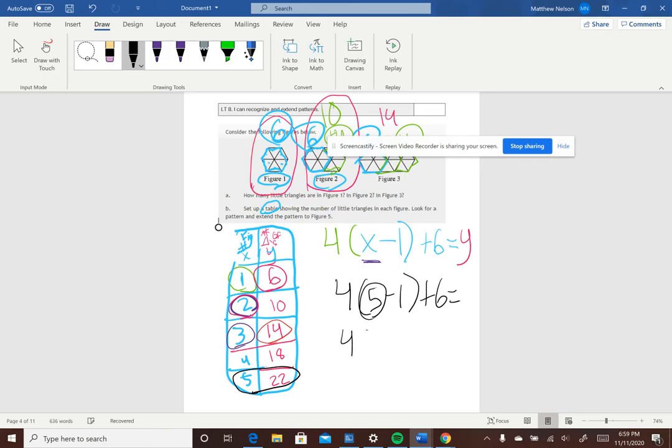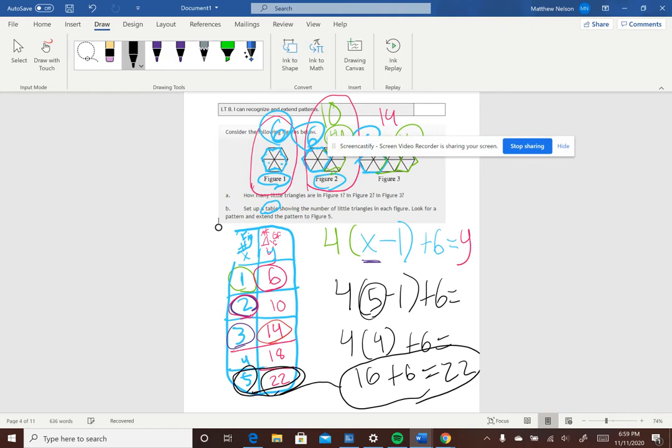Let's see. 4 multiplied by 5 minus 1 is 4, plus 6. So 4 times 4 is 16, plus 6. That is going to give us 22. Hey, just like we have right here. We put in 5 and we'll get 22. So my rule, or the pattern that I have found, is that if we do our figure number minus 1, multiply that by 4, and then add 6, our constant, that's going to give us our y value, or our total number of triangles in each of the figures.